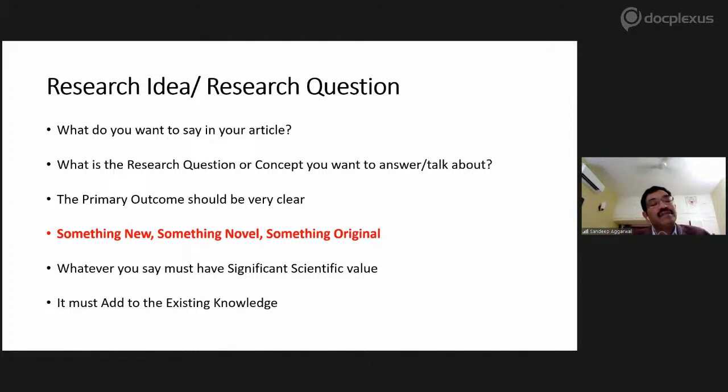So what editors look for is something new, something novel, or something original. And I can tell you it's not like path-breaking research that you can do in surgery. That goes for the basic sciences research where their articles get published in Nature and other journals. But we are basically looking at things which add a little more value to the existing knowledge on that subject. Whatever you say, you must have significant scientific value. It's not enough to say that our results are a little improved, better than the reported results, that's not good enough. And it must add to the existing knowledge.